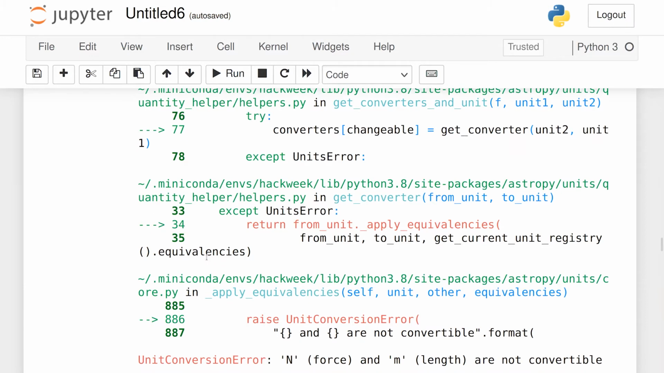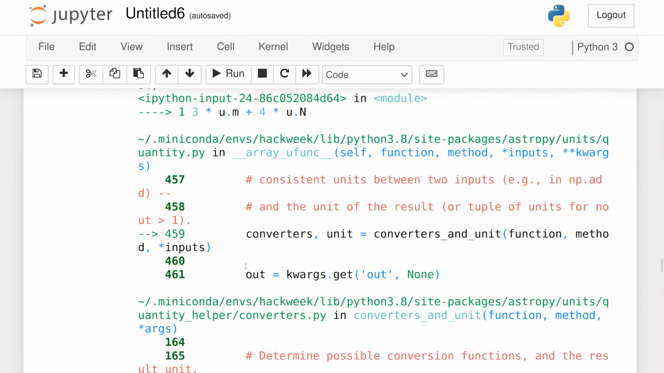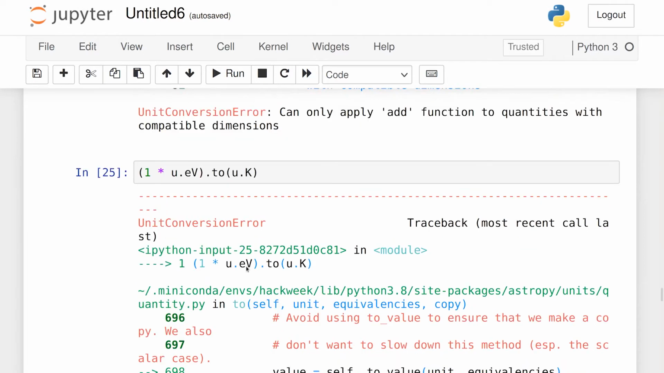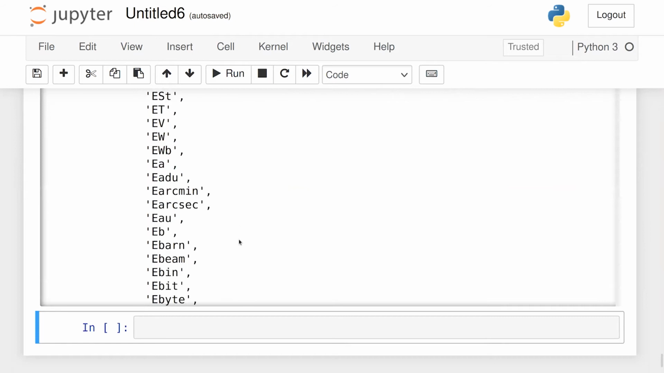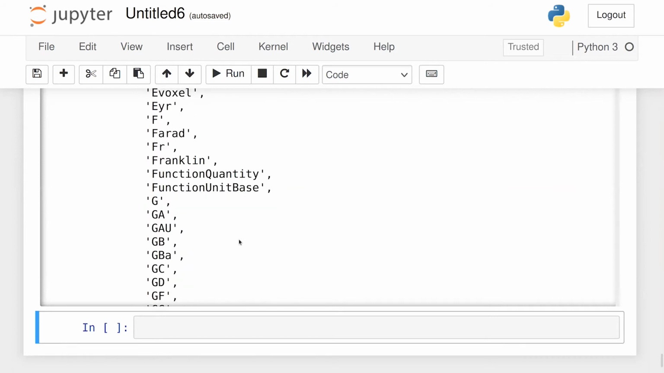I will point out that the dir command is a built-in Python command, so it actually is completely ignorant of Astropy units. So just doing dir on that object, you're not going to be able to filter it. What it actually does is there's a special attribute bound to that object, and it's basically just printing that attribute.